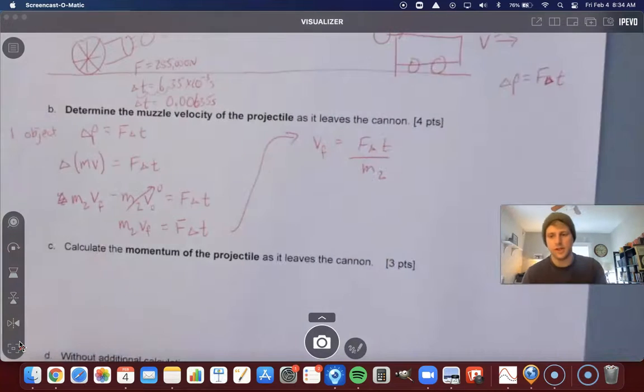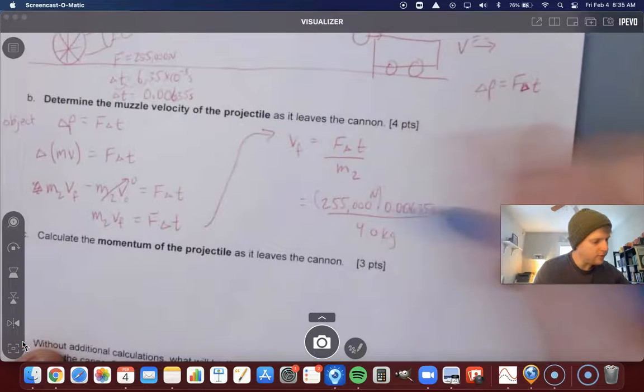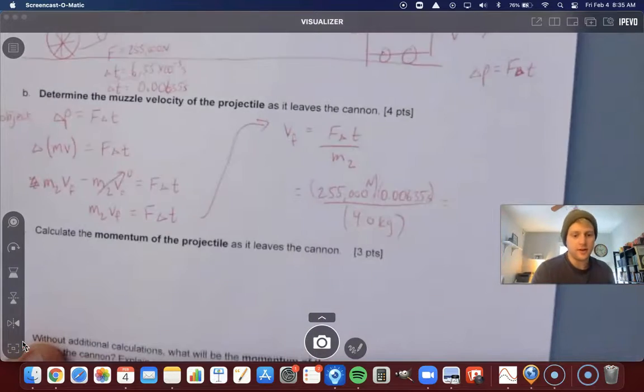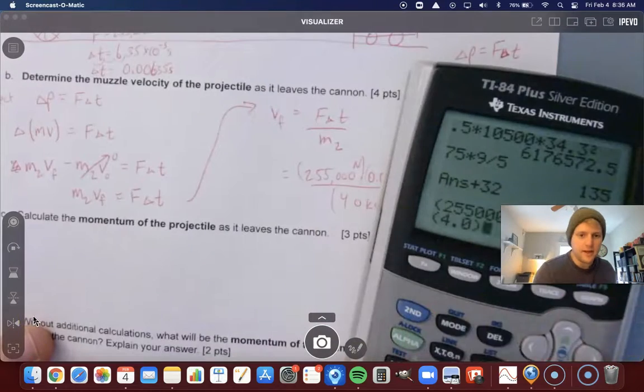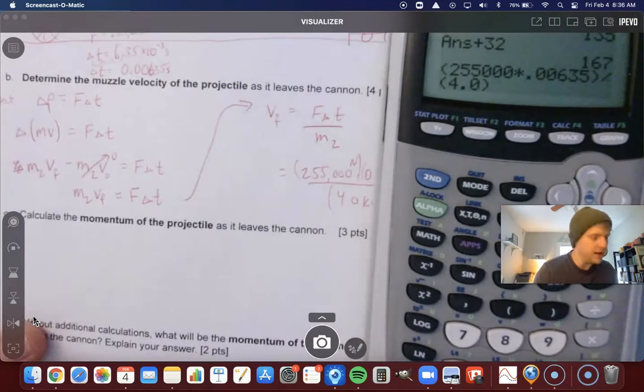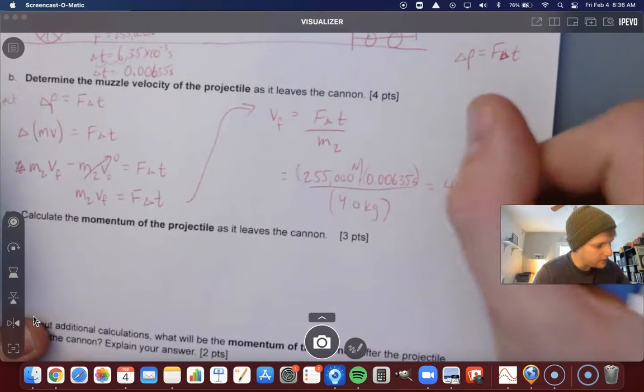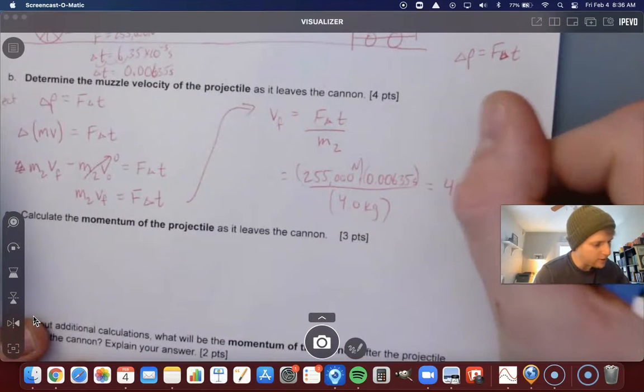I'm going to take a moment to plug that in my calculator. So I've plugged in the force in newtons, the time in seconds, the mass of the projectile in kilograms. It's got that here in my calculator. I'm going to hit enter. So 404 meters per second. That is really fast. We'll round that to 405.